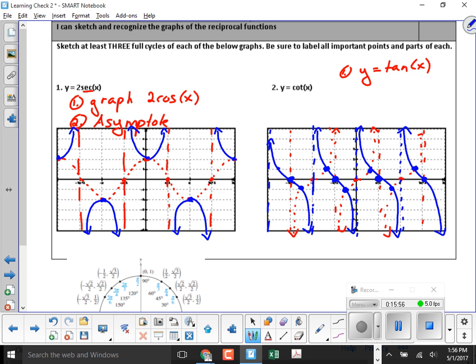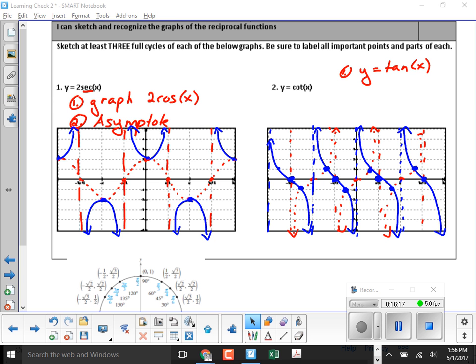Again, just graph the tangent, take 1 divided by all the critical points. Keep an eye on the asymptotes. So 1 over 0, and 0 divided by 1 is 0. Okay? And again, you can check that in your calculator. You know how to graph cotangent in your calculator? Yep, just 1 divided by the tangent.